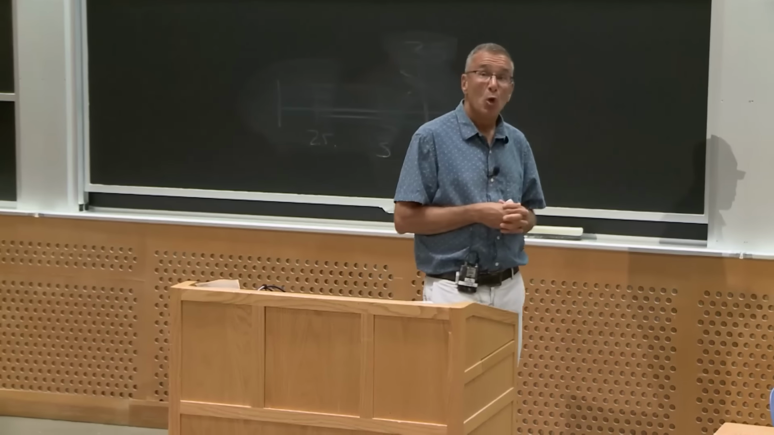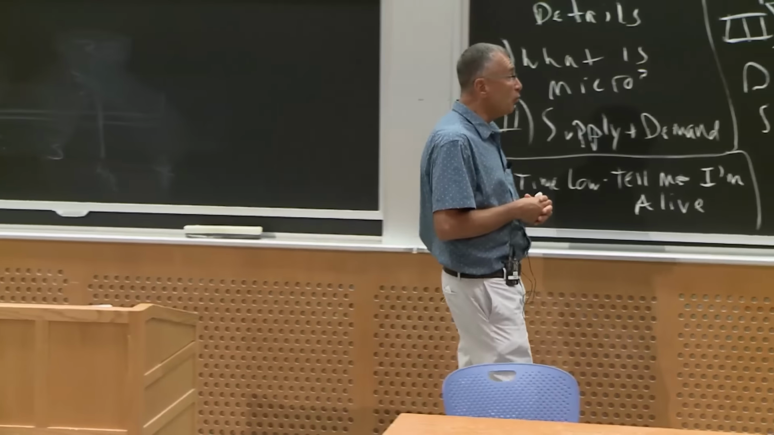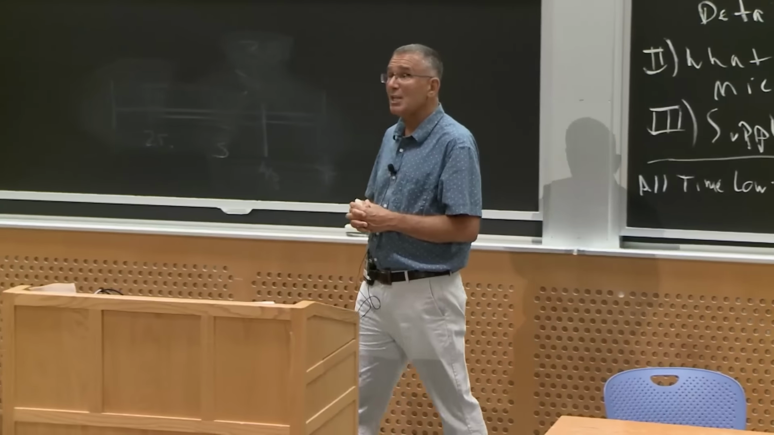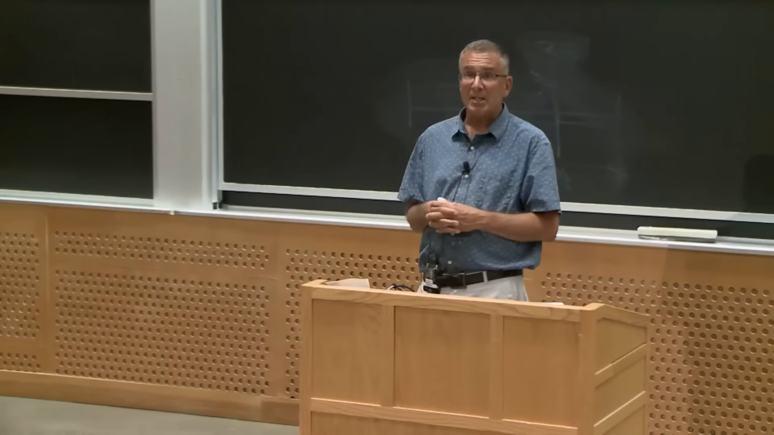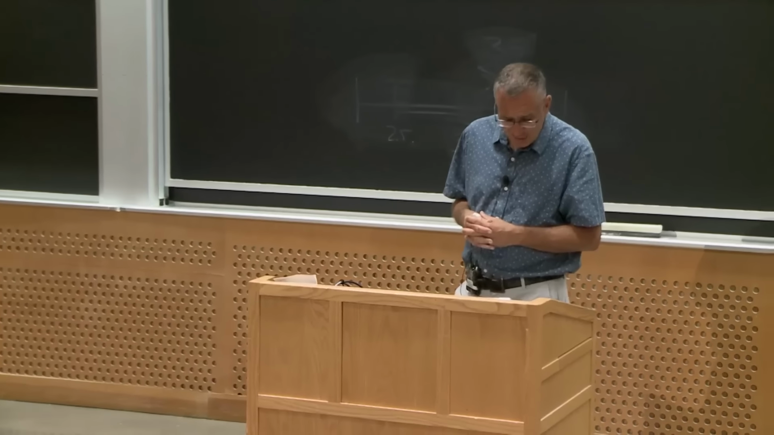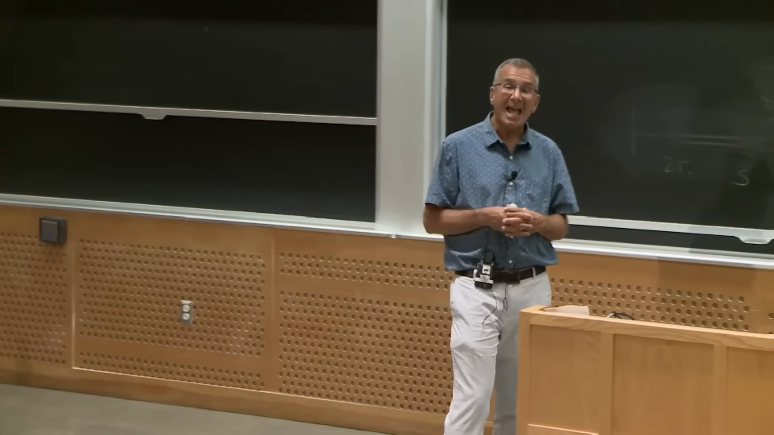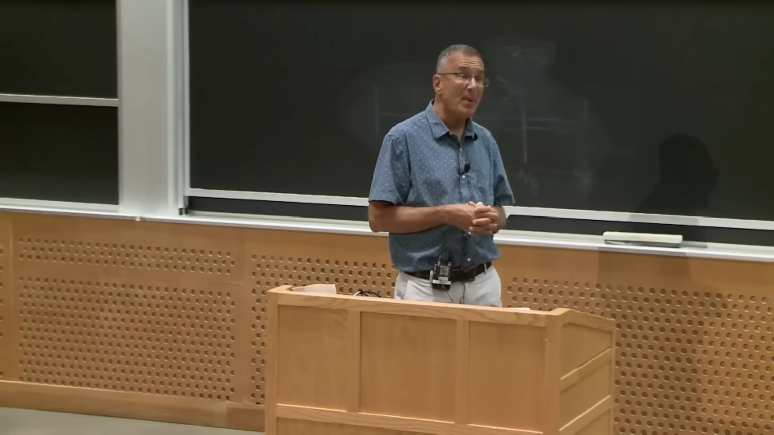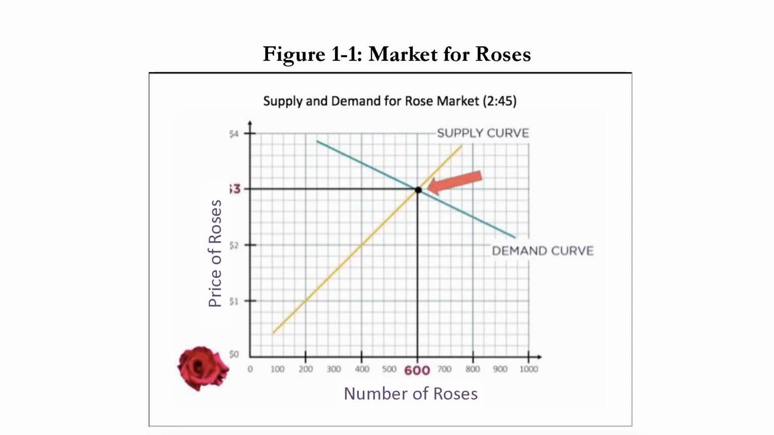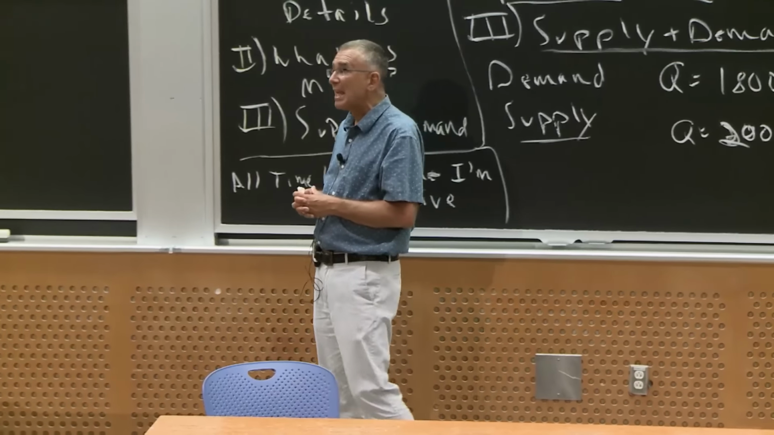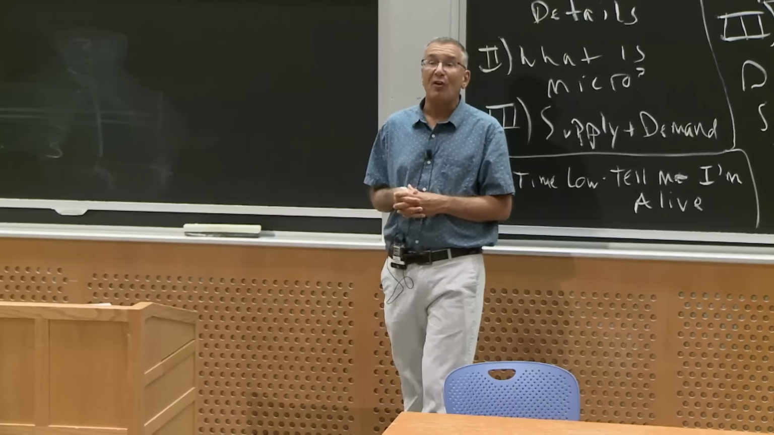Okay? Now, we call the point where those two curves meet the equilibrium. The point where supply and demand are in agreement is the equilibrium. That is the point at which suppliers are willing to sell roses at the same price consumers are willing to pay for them. So with 600 roses, the equilibrium price is $3. That is, both parties are happy in equilibrium.